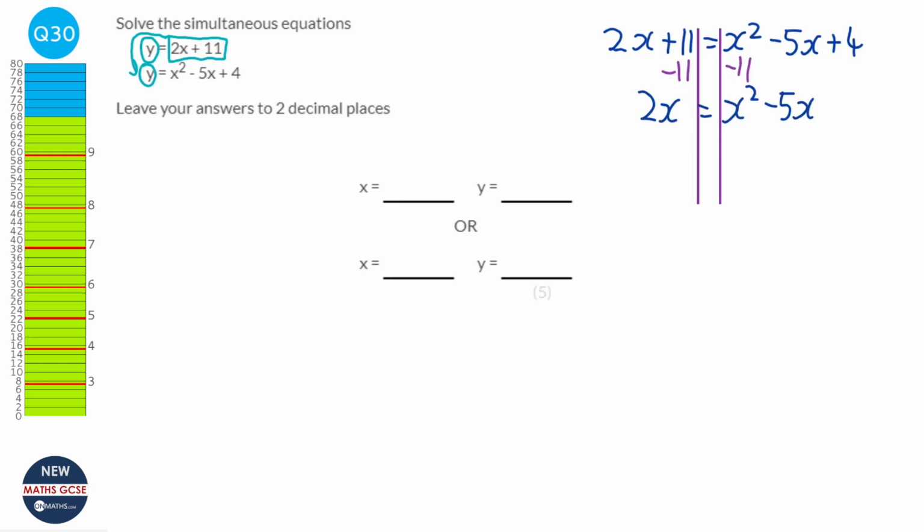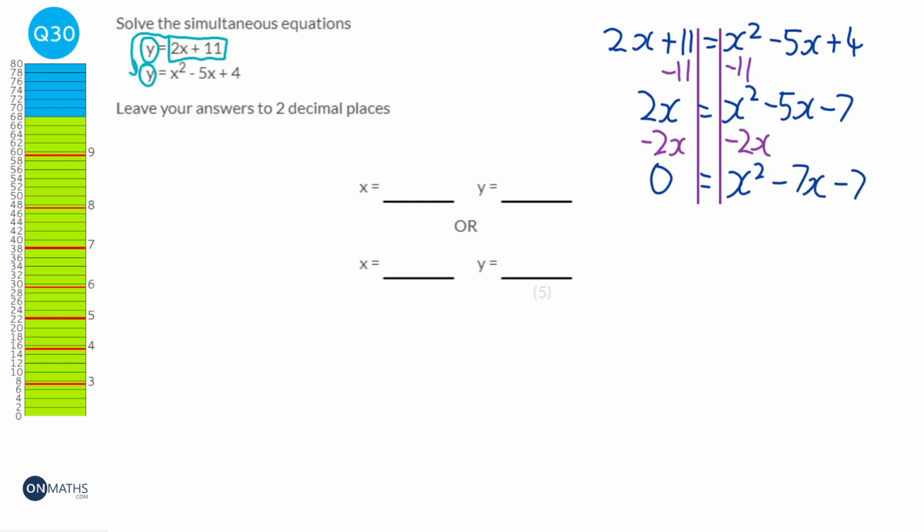What's that going to be? That's going to be minus 7. And then take away the 2x both sides. So we're going to have 0 equals x squared minus 7x minus 7.